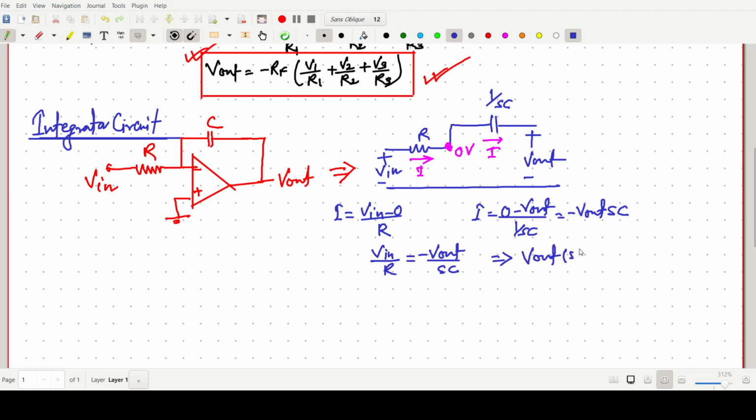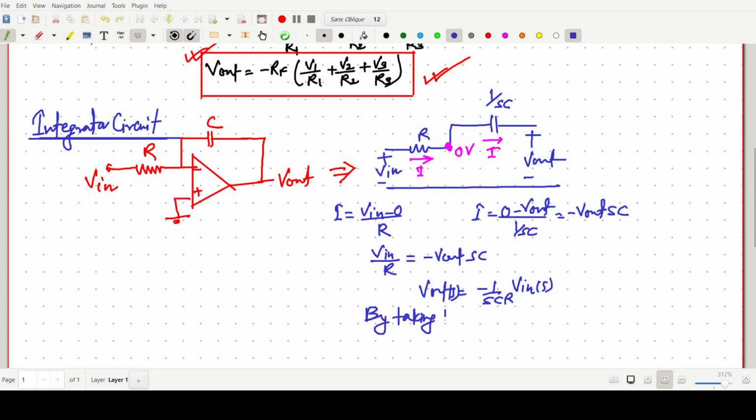So V output as a function of S, we can write minus V output by SC. Sorry, there is a small mistake. SC will come in the numerator. So V output equals to minus 1 by SCR into V in. So it may be the function of SC.